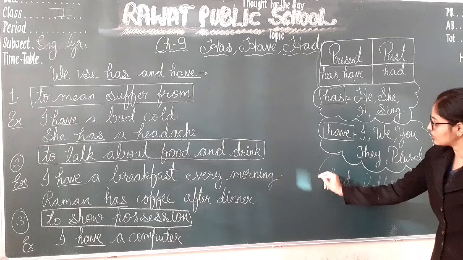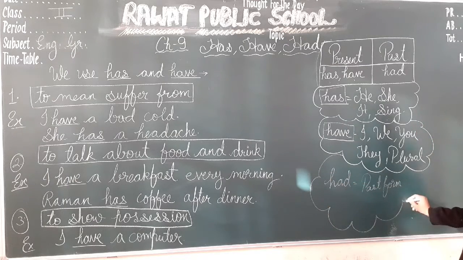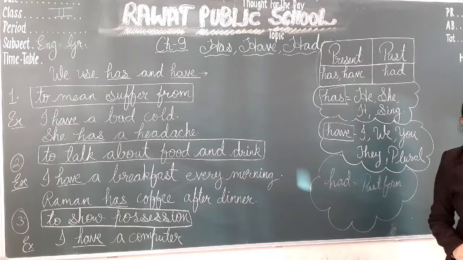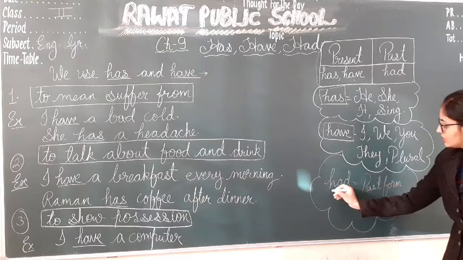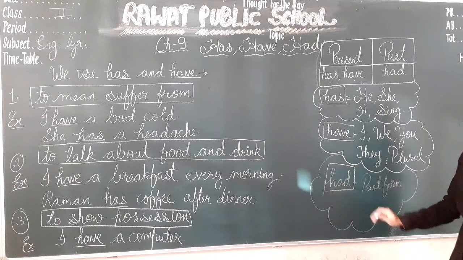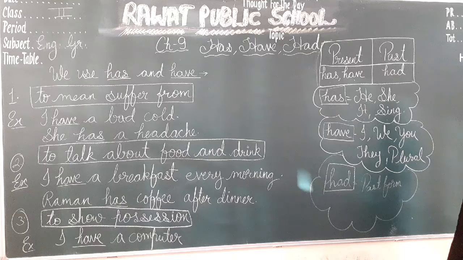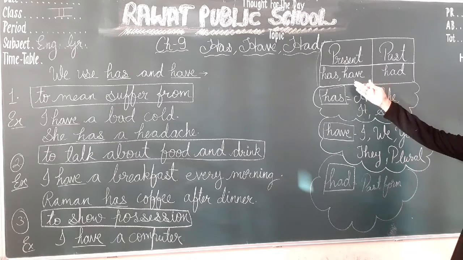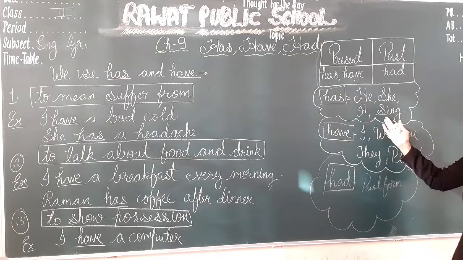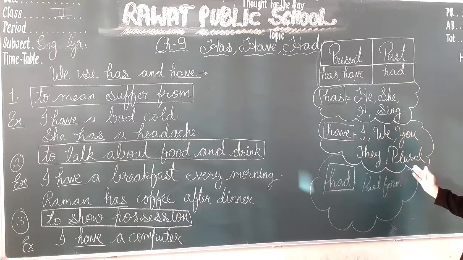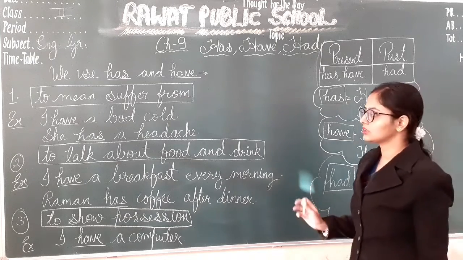Had past form है, और जो has और have दोनों की जगह यूज होता है past form में. जब हम yesterday या पहले की बात करेंगे, that time we will use had. Okay, understand? And it will be used at the place of has and have. Understand till here? Has is the present form, had is the past form, has singular के साथ आता है, have plural noun या pronoun के साथ आएगा.